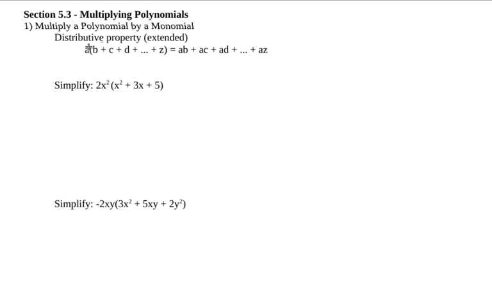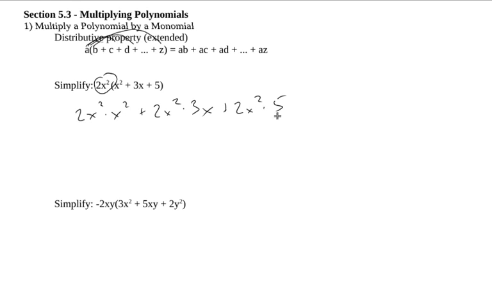We can distribute. If we have a times a bunch of things on the inside of the parentheses, each of those individual terms would be multiplied by a. So you can see I would distribute it out a bunch. We'd have a times b, ac, ad, and so on. So in this instance, if I have the 2x squared multiplied by the contents of these parentheses, I would take 2x squared times x squared plus 2x squared times 3x plus 2x squared times 5.